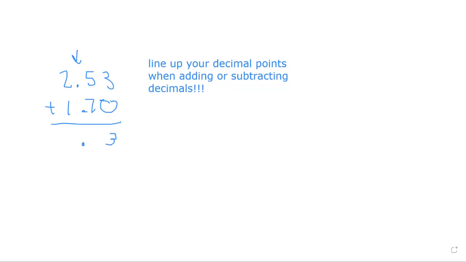3 plus 0 is 3. 5 plus 7 is 12. I put a 2 here. I regroup the 1. 1 plus 2 is 3, plus 1 is 4. And I got 4.23. Simple. Once I had the decimal points lined up, it was simple addition.